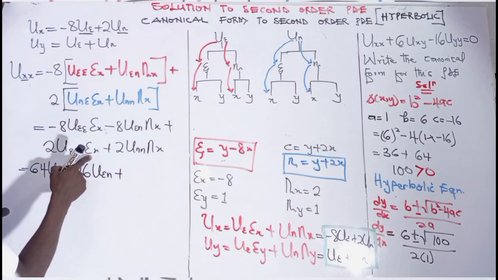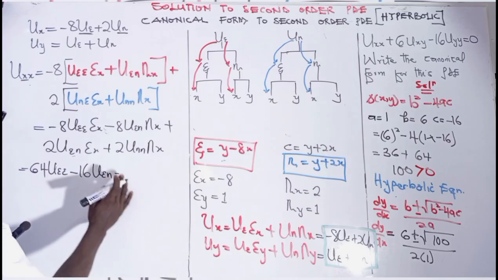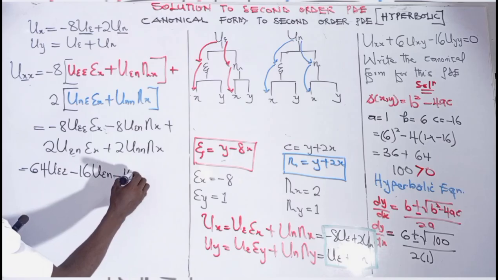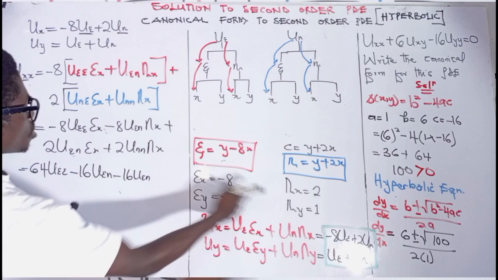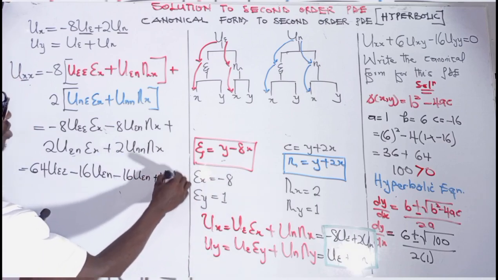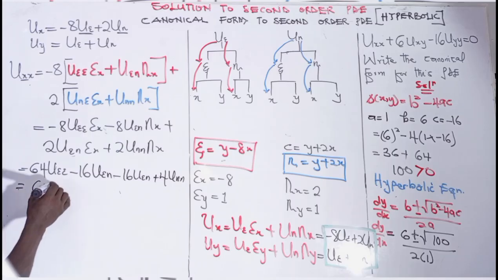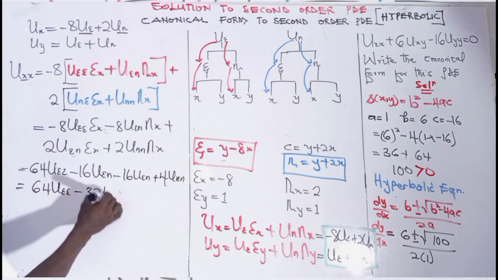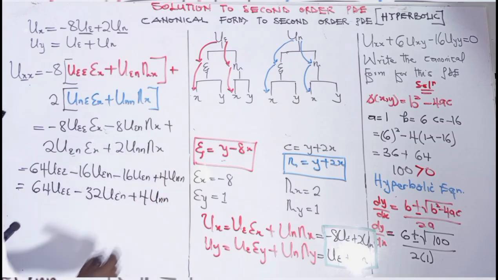Then we have plus. ξ_x is what? Minus 8. Minus 8 times 2 will give us what? Minus 16, right? We have minus 16 u_ξη. Then η_x is what? 2. 2 times 2 gives us what? 4. So we have 4 u_ηη. Let's simplify further. So we have 64 u_ξξ. This is going to give us minus 32 u_ξη plus 4 u_ηη.